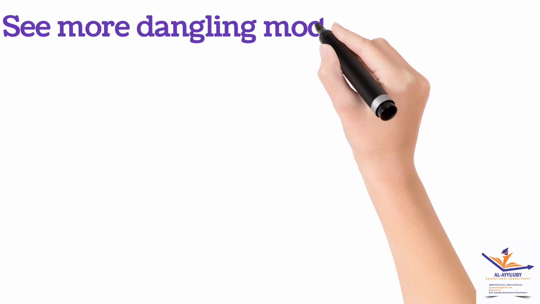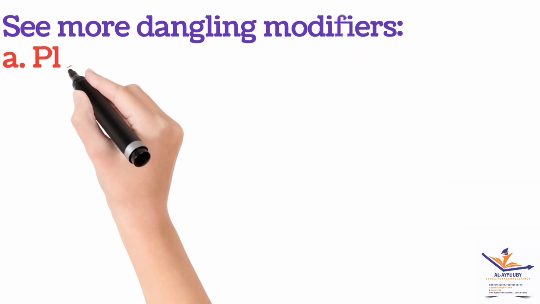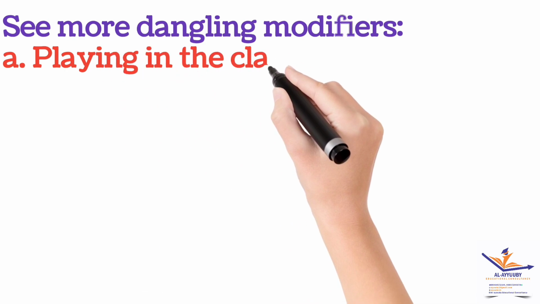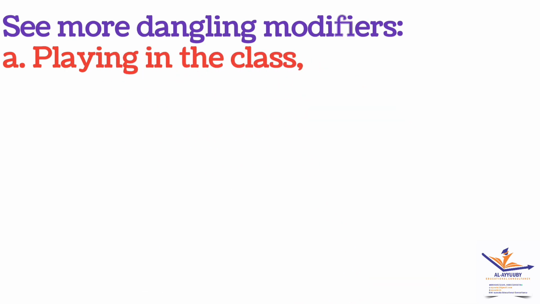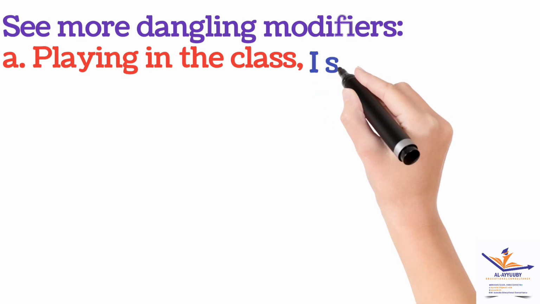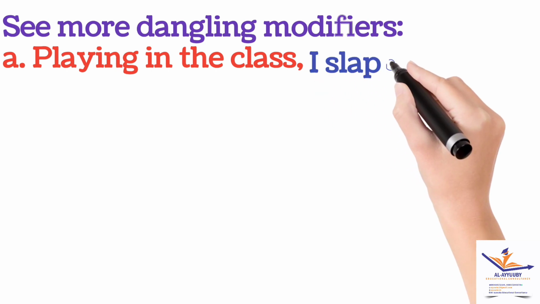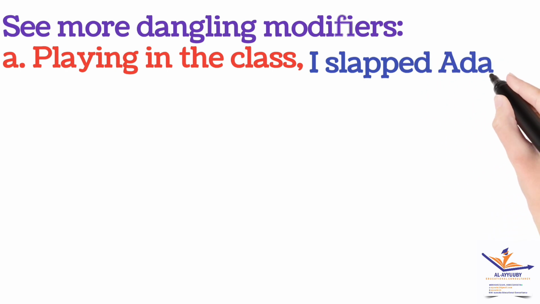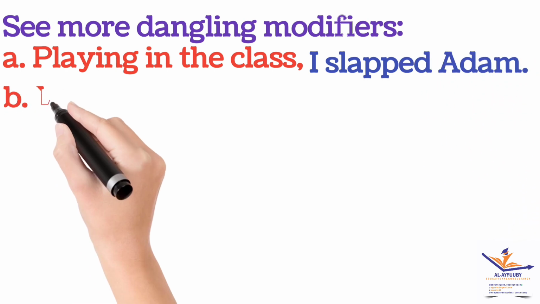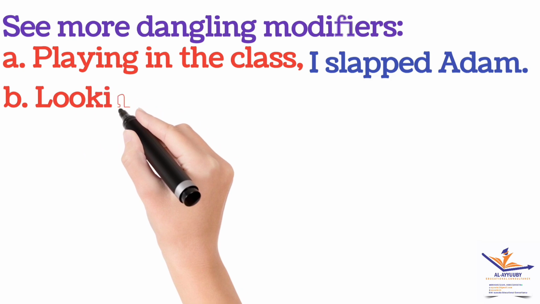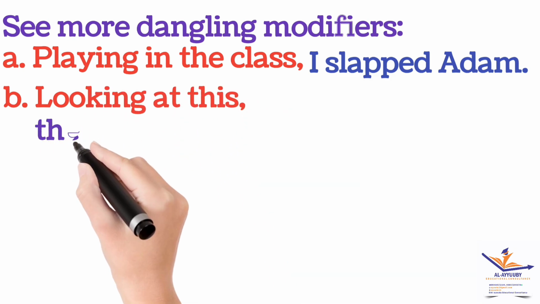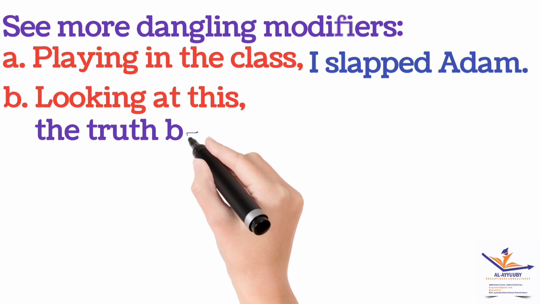We can have more examples to better understand what is meant by dangling modifier. Playing in the class, I slapped Adam. Who is playing in the class? Who slapped Adam? So that means I was the one. Adam was the one playing in the class. I was the one that slapped him. Then there is disparity.